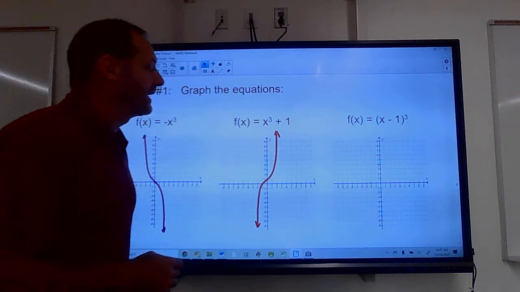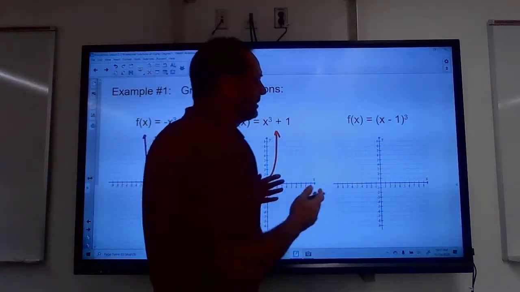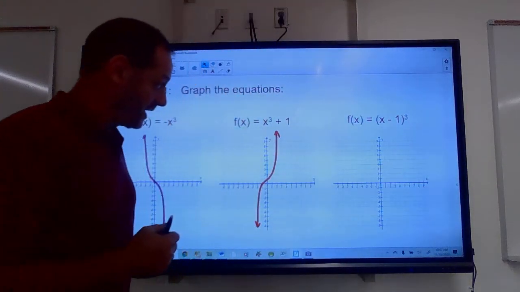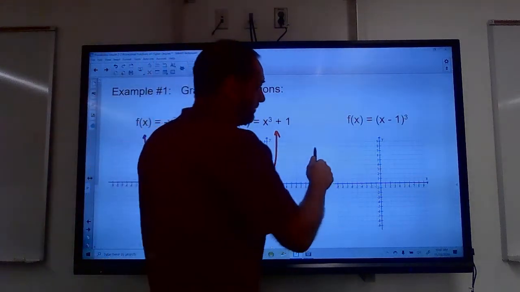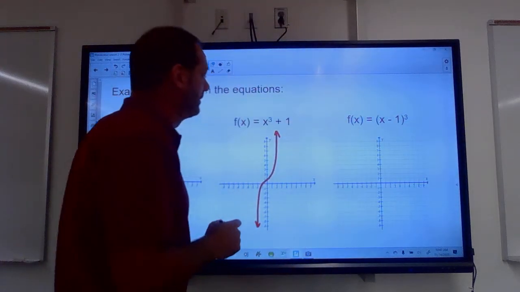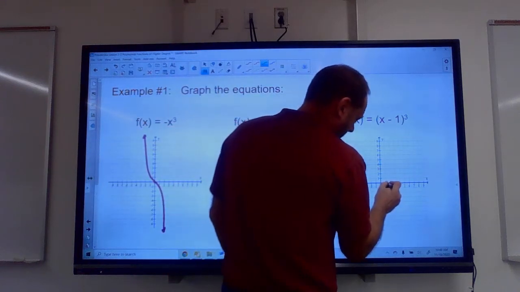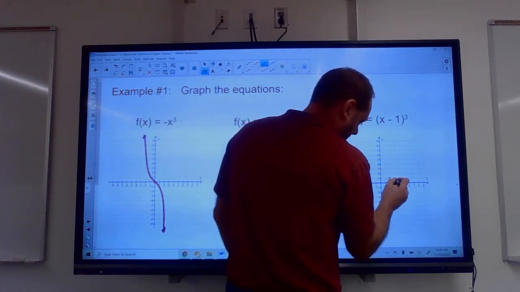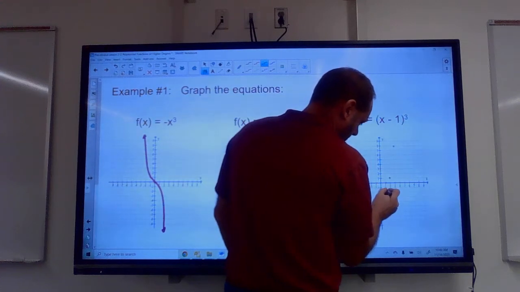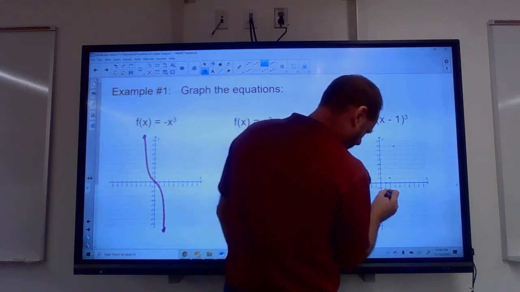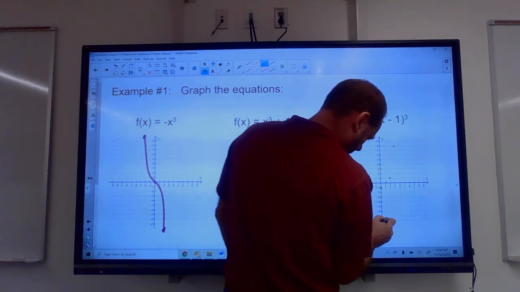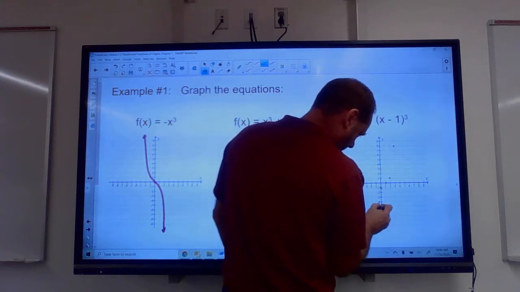Okay, this one here, the transformation is inside the function, so if you subtract one, it moves it 1 to the right. So this function would look just like the x cubed, except it would be over here. So it would look like this.